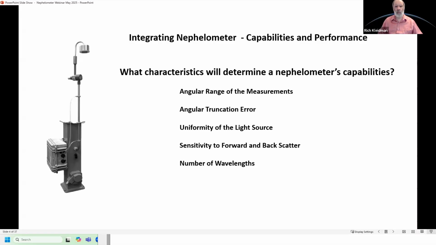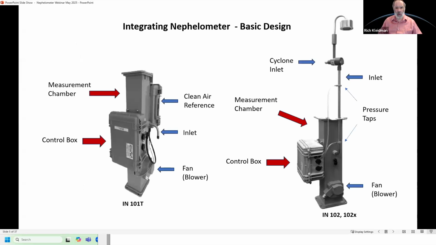And then in a second, we'll talk about the forward and the back scattering. But again, if you're evaluating the capability of your instrument, you want to look at the sensitivity and the accuracy of both the forward and the back scatter measurements. And of course, you want to take into consideration the number of wavelengths in your instrument.